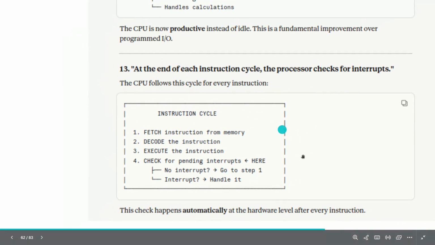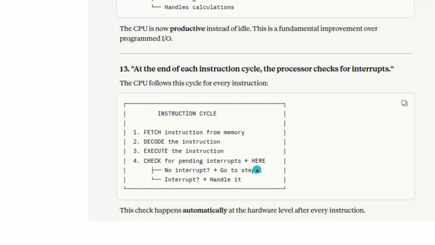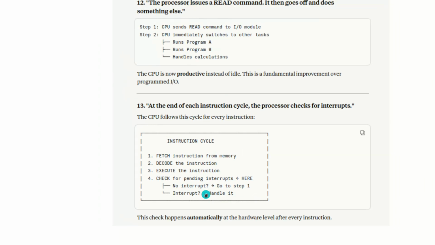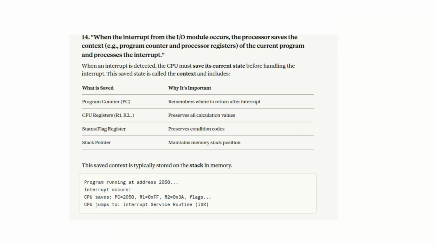This check happens automatically at the hardware level after every instruction. That means, from the processor's point of view, it first fetches one instruction, decodes it and executes it. After finishing executing one instruction, it checks if there is any interrupt it has to handle. If so, it handles that. Otherwise, it goes on to fetch another instruction from memory, decode and execute it, and it continues doing that. So the processor checks for the interrupt at the end of each cycle.